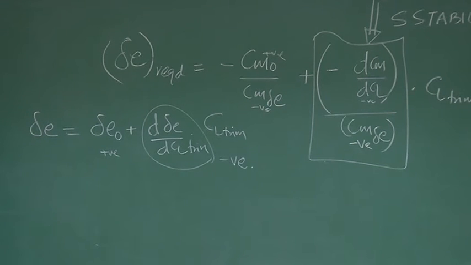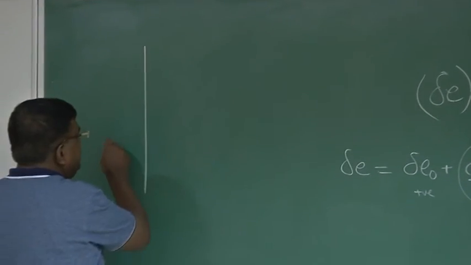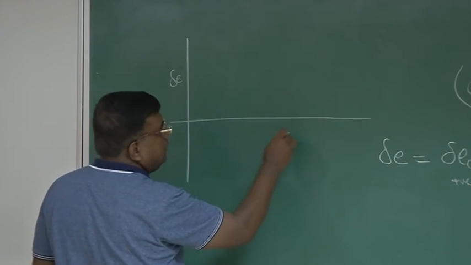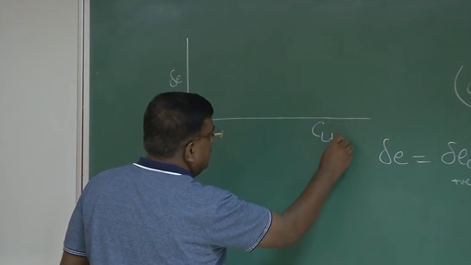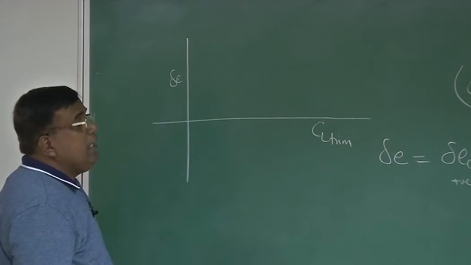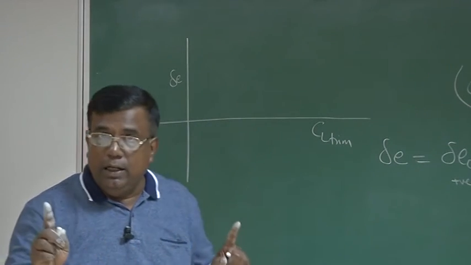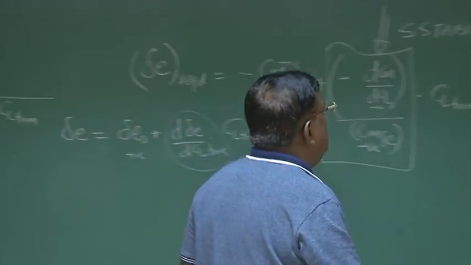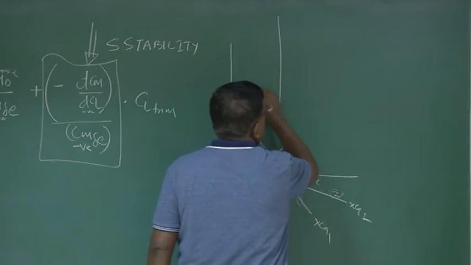So let us try to physically understand or develop some feel closer to the pilot, who will be able to understand, rather than going into all these equations. Let us draw this: delta E versus CL trim. Please understand, we are not plotting delta E versus CL. We are plotting delta E versus CL trim. What is the meaning of that? That should be very clear in your mind.